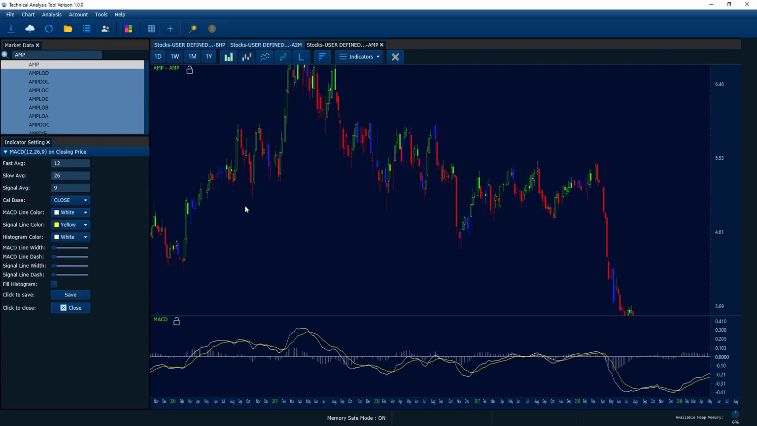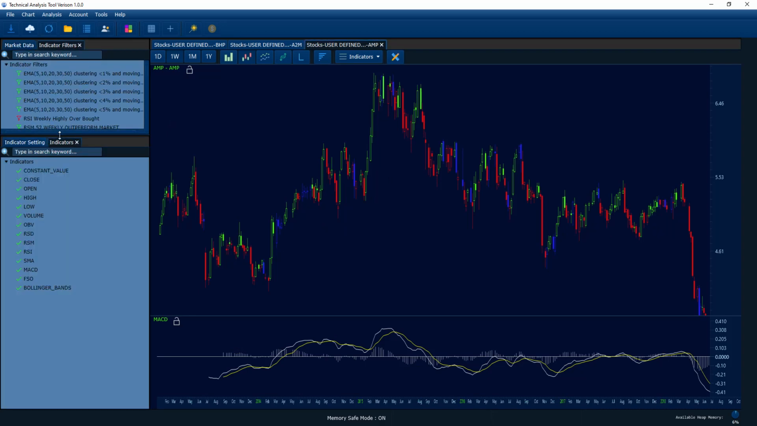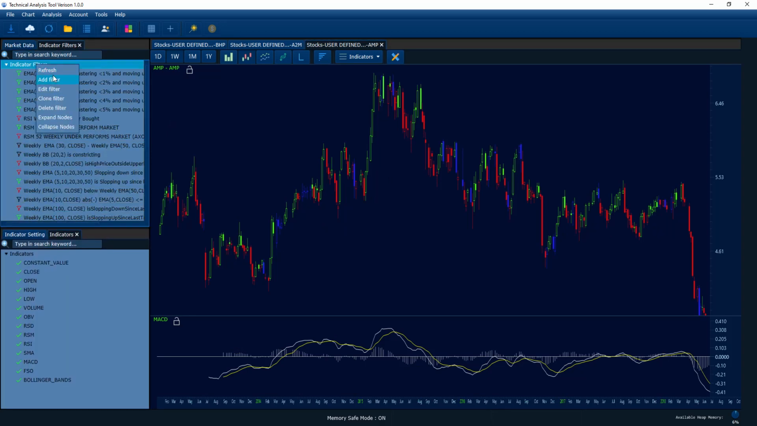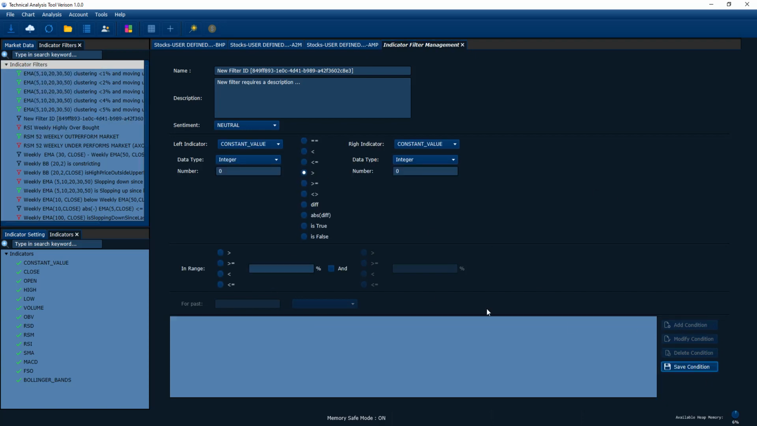So that's the drawing and parameter settings part of the MACD. As usual, this can also be used as an indicator filter, which I use in market scanning. First of all, if you go into the indicator filters, right click anywhere and say add a filter, here you can add conditions.